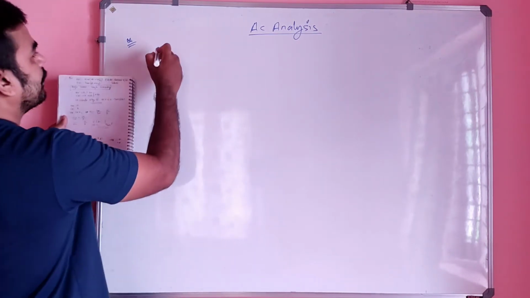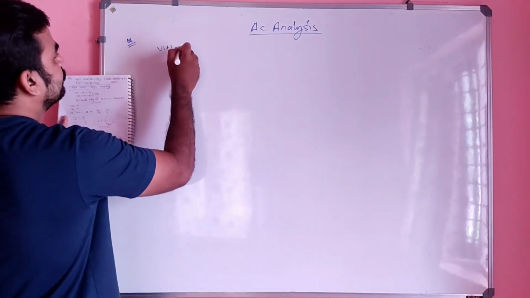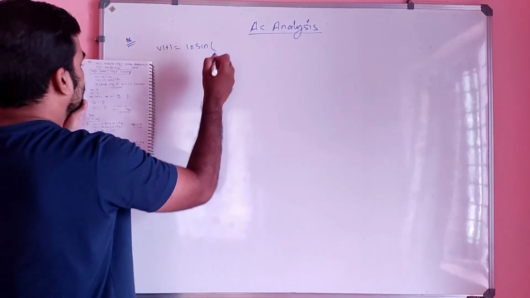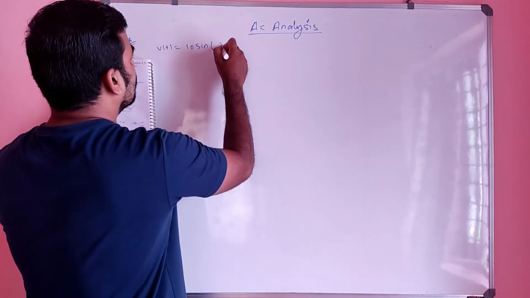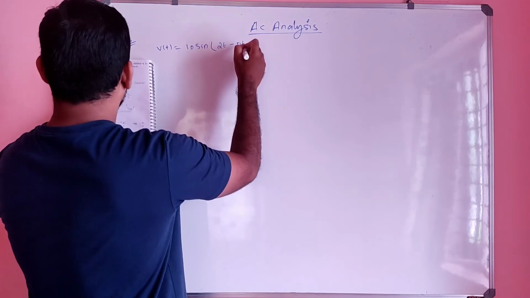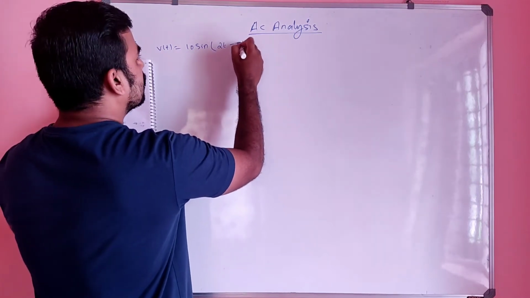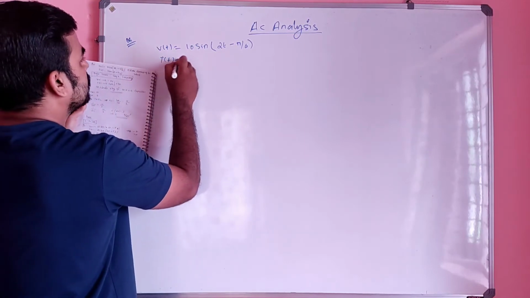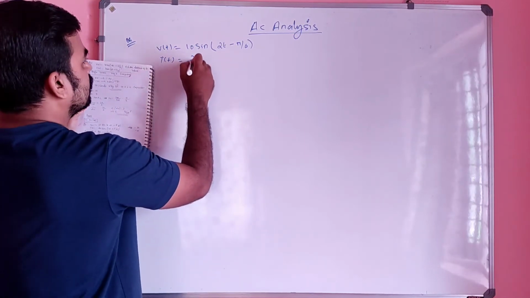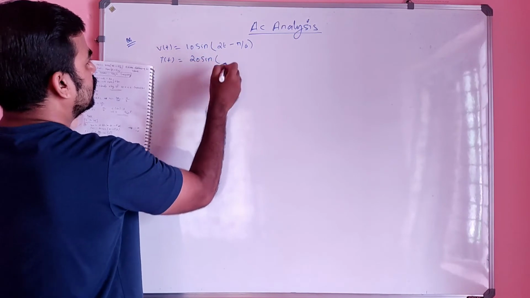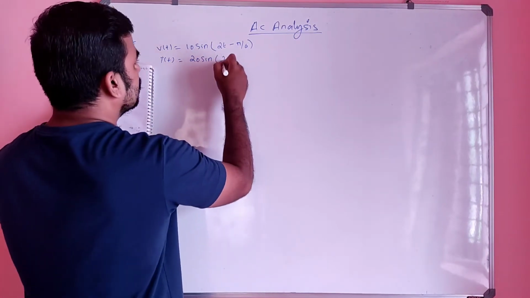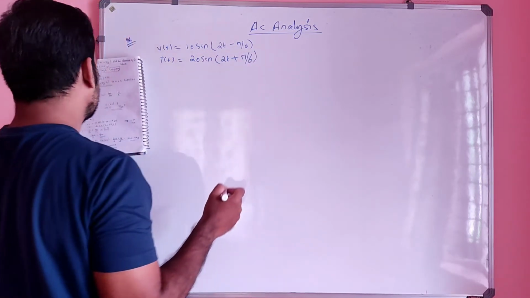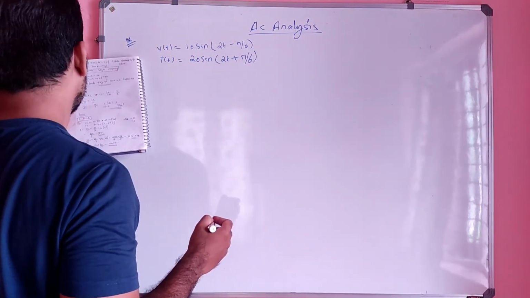Write the question. V of t is equal to 10 sin(2t minus pi by 6), and I of t will be equal to 20 sin(2t plus pi by 6).